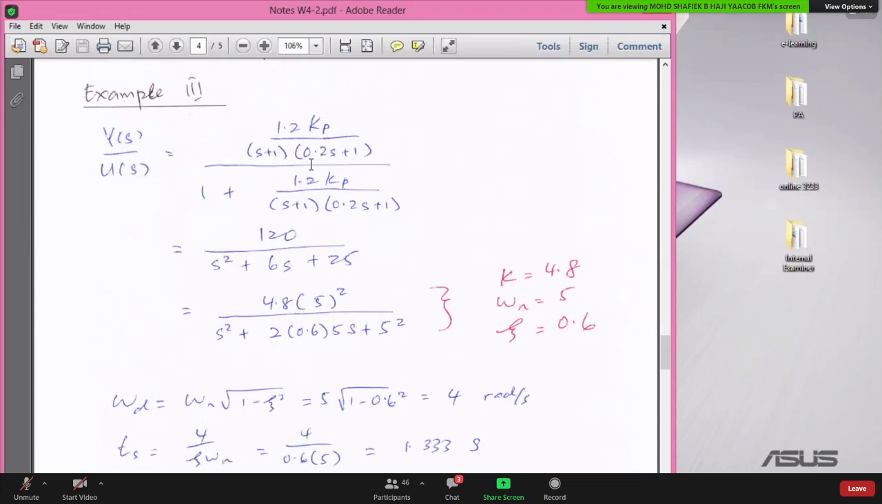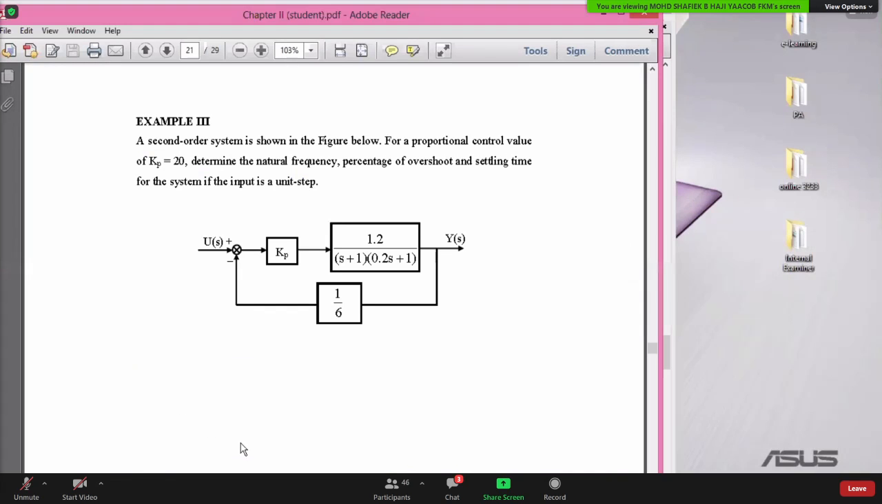So the overall transfer function for a closed loop feedback system is G divided by 1 plus GH. G is the forward path transfer function. The feedback loop is just 1 over 6. Where is the 1 over 6? Okay, this is 1 over 6 here. So this is H.